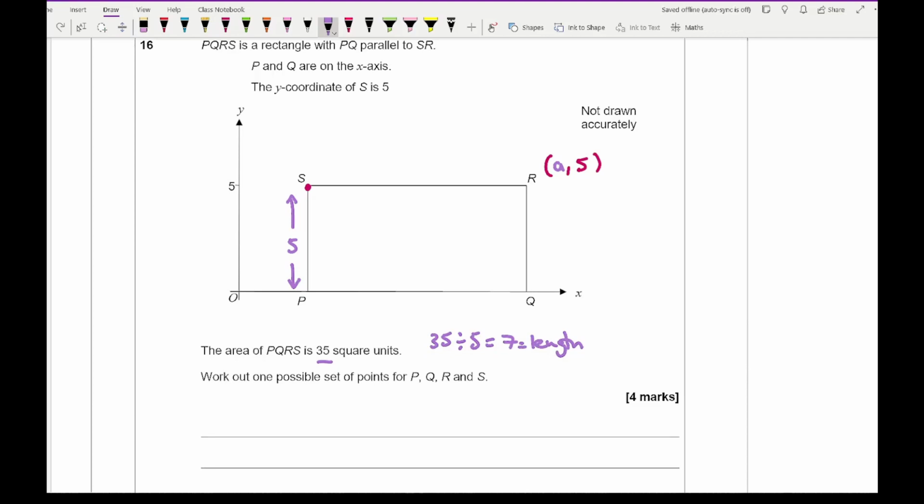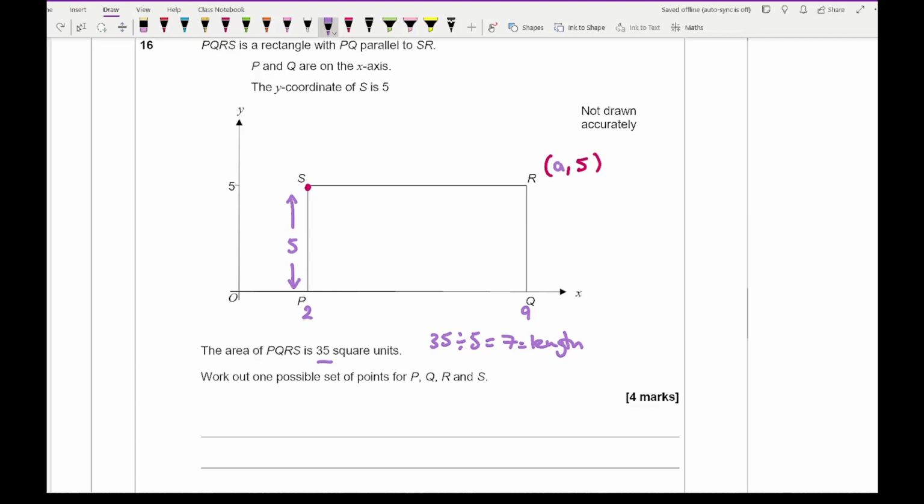Now because it's above, away from the origin, we know that x has got to be bigger than 0. So all I've got to do here is pick two numbers that add together to give me 7. So here if I go for 2 and let's go for 9, then from this we can work out a possible set of coordinates.